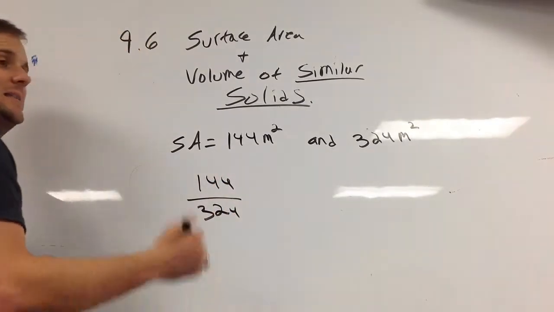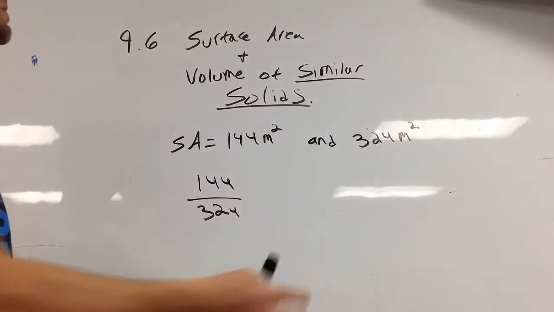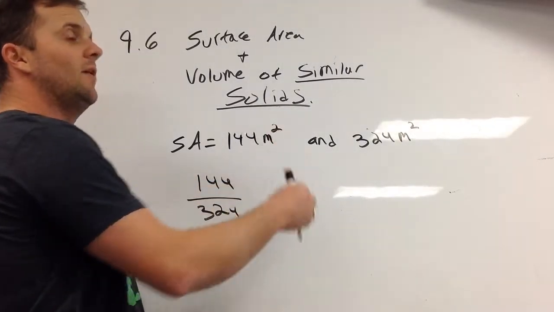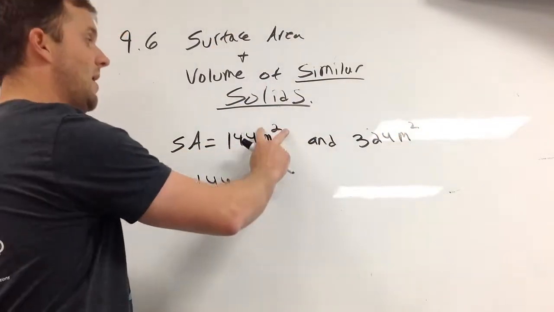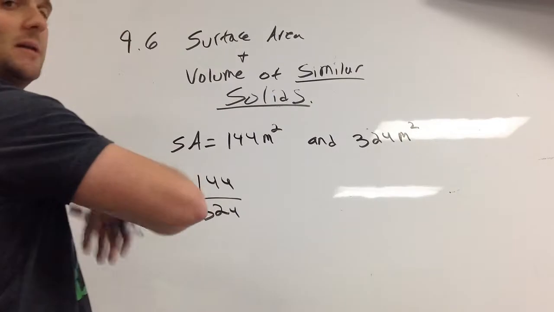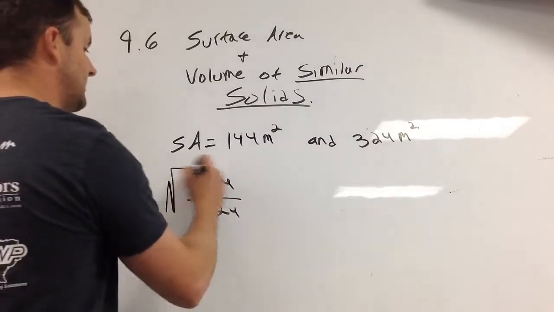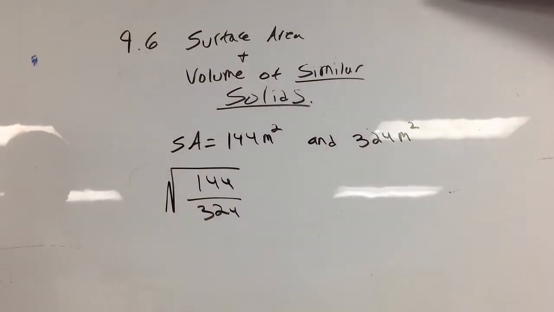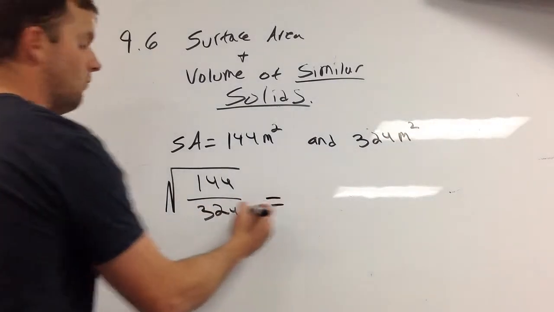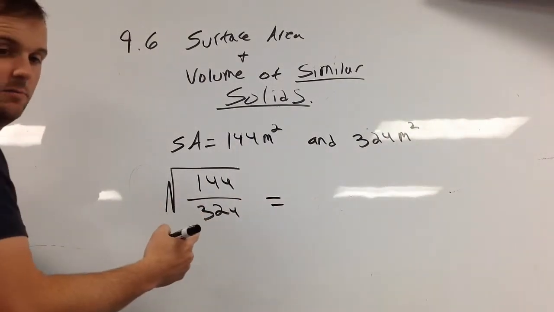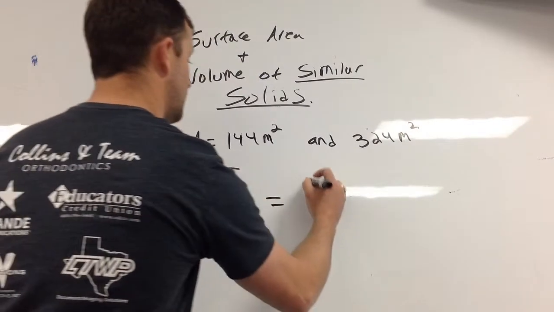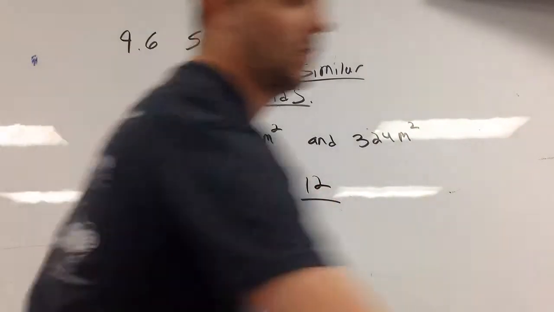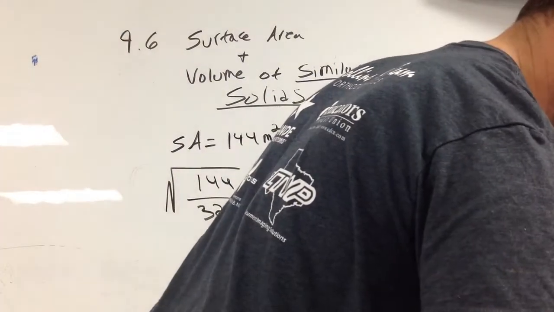I told you guys that area is always measured in squared units. So if I'm going from my similarity ratio to my area ratio, I'm going to square it. So now to go back to my similarity ratio, I have to take the square root of this whole thing. The square root of 144 is going to be 12. And the square root of 324, let me do the square root of 324 here.